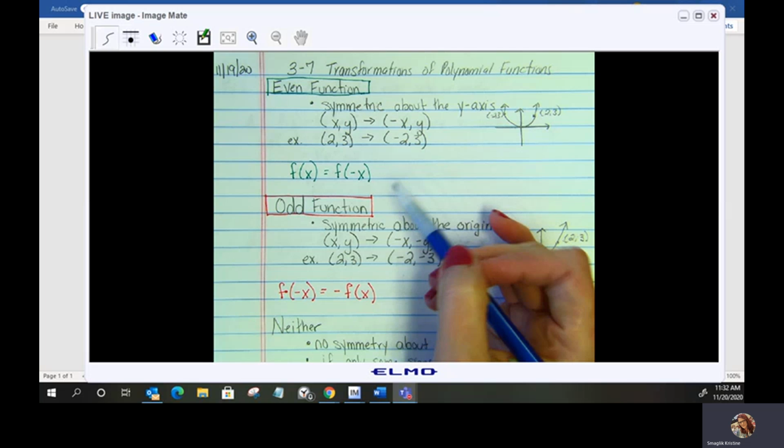If it is neither, you would have no symmetry about the y-axis or origin. And when we do our test, if only some of the signs change when we input negative x, it's going to be neither even nor odd.